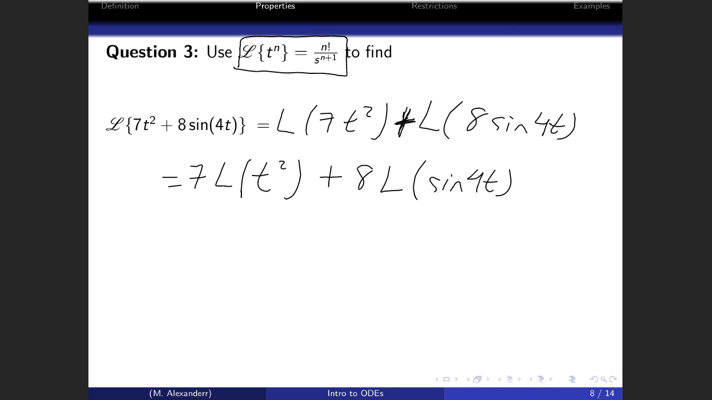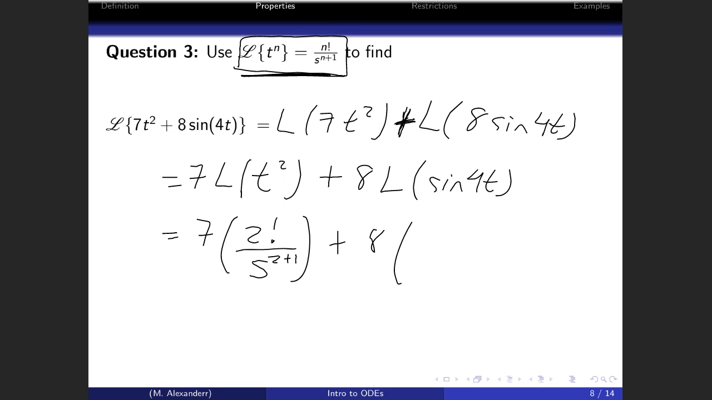Now we are going to use the formula that we have on the top to calculate the first Laplace transform. According to that formula, this is going to be equal to 7 multiplied by 2 factorial divided by s to the 2 plus 1. I want to show my steps. And now this is 8 multiplied by the Laplace transform of sine of 4t. Do you remember what the Laplace transform of sine nt is equal to? This is going to be equal to 4 divided by s squared plus 16. That's using the formula that we introduced earlier.